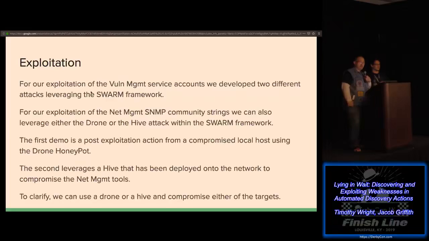Cool. So for exploitation for the vulnerability management service accounts, again, we have two types of attacks that were developed. Both the Hive can compromise vulnerability management systems. And for the network management SNMP community strings, again, the drone or the Hive will work for us. So we're going to do some demos of these attacks for you guys this morning. Again, this is post-exploitation. So what we're going to be looking at is you've landed on a machine and we have elevated rights on a single host. I'm going to try to stress that.